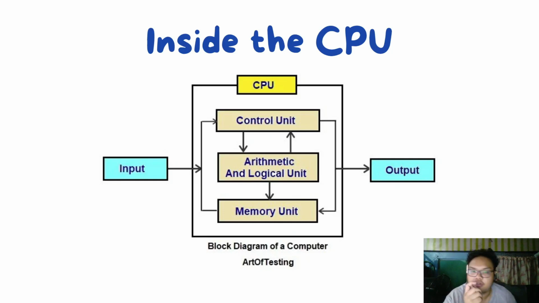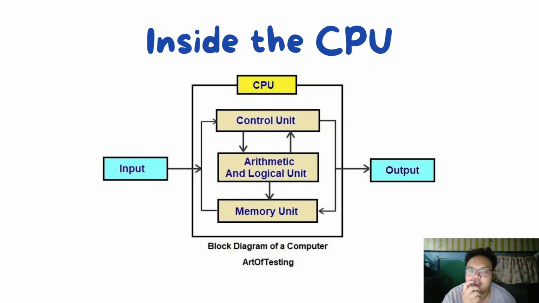Next one is a control unit. The control unit acts like the CPU's manager. It fetches instructions from memory, decodes them, and tells the ALU and other components what to do. Think of it as a conductor of an orchestra, ensuring every part of the CPU works in harmony.